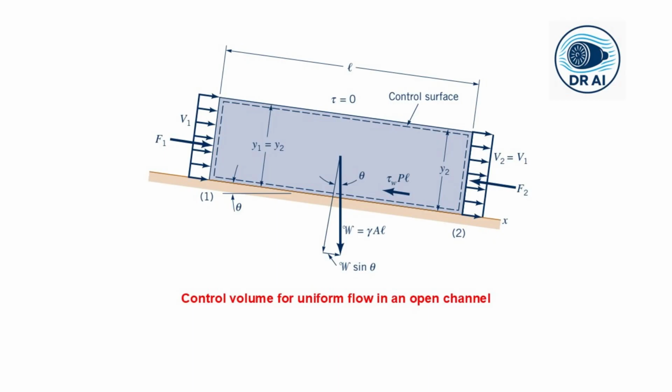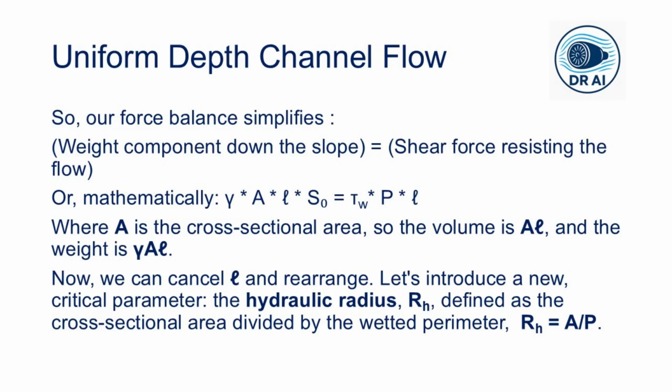We can write the mathematical equation as listed over here. Where A is the cross-sectional area, the volume is area times length L, and the weight is gamma times area times the length L. So we can cancel the length L and rearrange it. Let us introduce a new critical parameter, which is the hydraulic radius R_H, defined as the cross-sectional area divided by the wetted perimeter. R_H equals area over the perimeter. We have already studied this in the previous sections of this particular lecture.